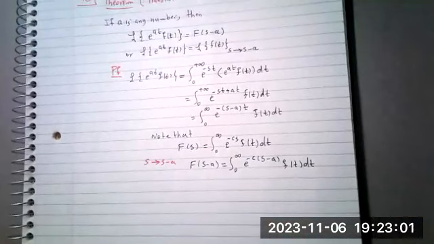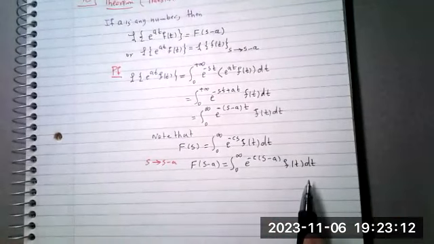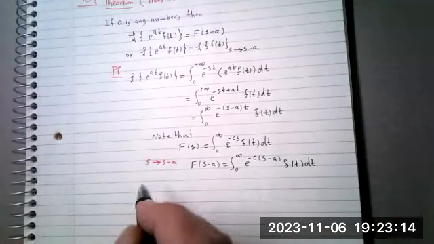Because the Laplace transform is a function of s, you change the s into the s minus a. So for the function, wherever you see the s, you change it to the s minus a. So nicely proved. Okay. So that's it.